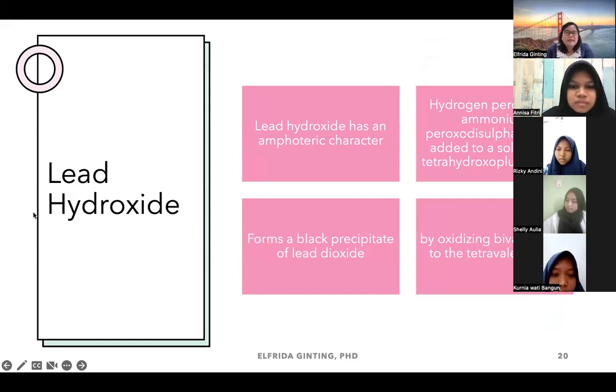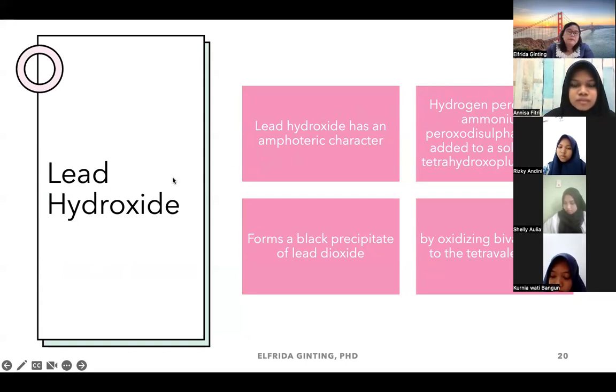Now, what are the characteristics of lead hydroxide? So you can see here, lead hydroxide has amphoteric character. What is the meaning of amphoteric character? Meaning that if you add lead hydroxide with more hydroxide, it will form tetrahydroxoplumbate that is soluble in water, right?